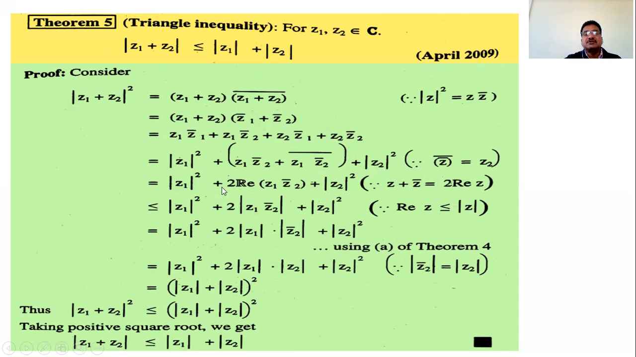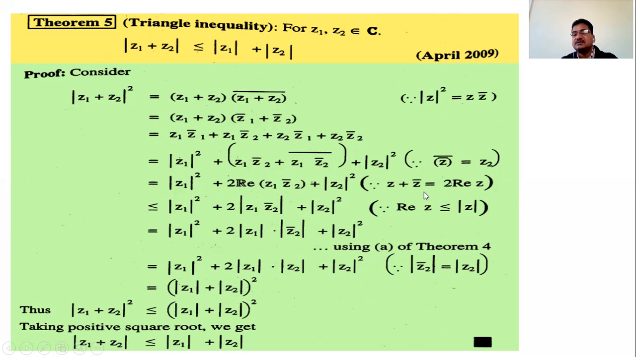Then mod z1 square plus 2 times the real part of z1 into z2 bar, because z plus z bar is equal to 2 times the real part of z. So suppose this is z and this is z bar. Suppose this is z, z1 into z2 bar. The same quantity is here, z1 into z2 bar bar. That is, by using this concept, 2 times the real part of z1 into z2 bar.